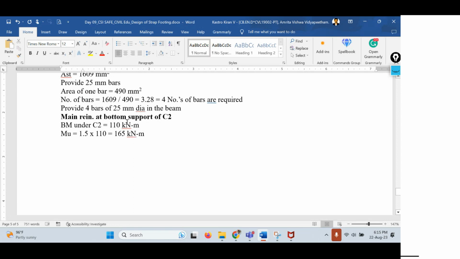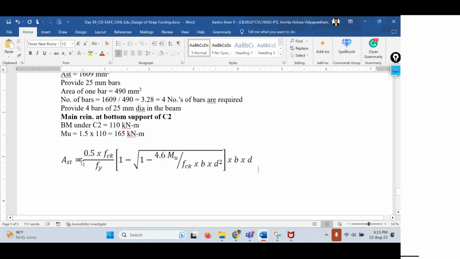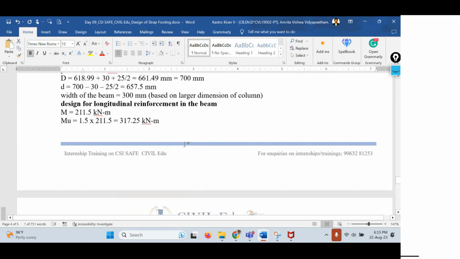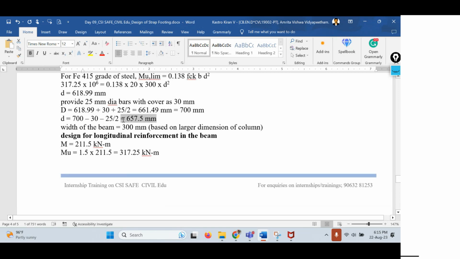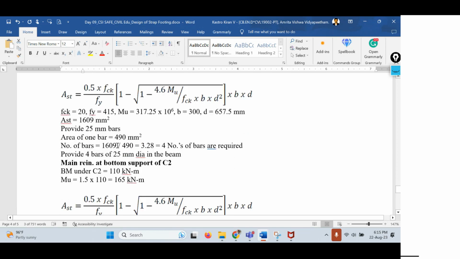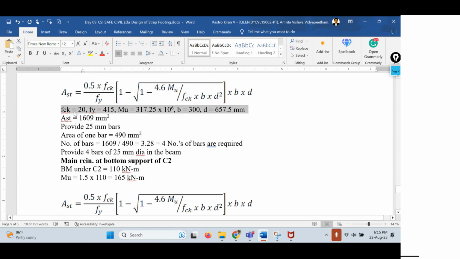Now, based upon this, again we have to calculate the area of steel. So fck is 20, fy is 415, and Mu value is 165, and b is the dimension of the column. Which column? Column 2, that is 300 mm. So d value we know, which is 657 something we got, right? Yeah, this one, 657.5. So based upon this, you can calculate the value of Ast. So let me copy this entire one.